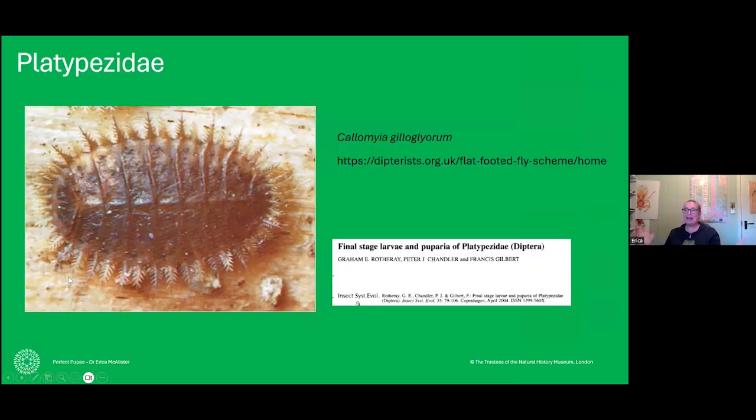We then have platypezids. I love a platypezid, beautiful adult, and look at this for a pupal case. Okay, so these have got these amazing little processes, two branch processes coming all the way around. It's like a little hem going all around the pupal case. Graham Rotheray, Peter and Francis Gilbert have done some work on the final larvae and pupal stages of this, which is great. Often find them in the soil surrounding decaying fungus, which is where the adult and the larval stages hang out.